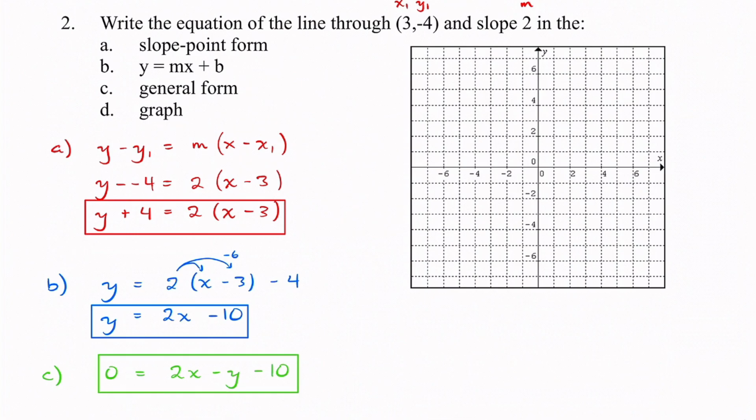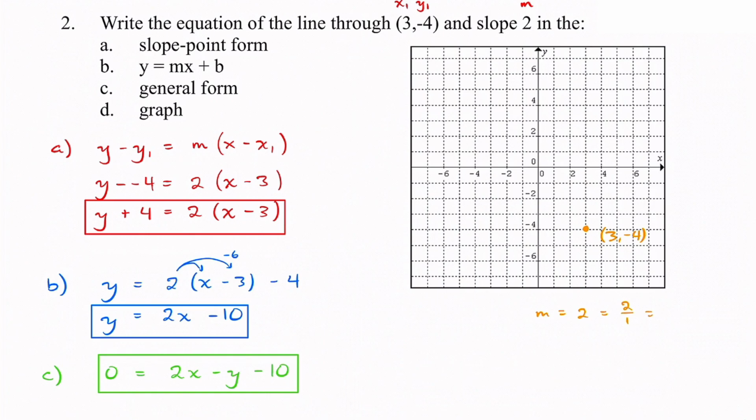Then lastly, part D, we got to graph it. So let's plot our point. It was at 3 and -4. So over to 3, that's right there. And then down -4. So that's going to get us to right here. So that was at 3 and -4. And then we're going to use our slope. Again, our slope in this case was 2. So I'm just going to put m equals 2. And 2 is like 2 over 1.